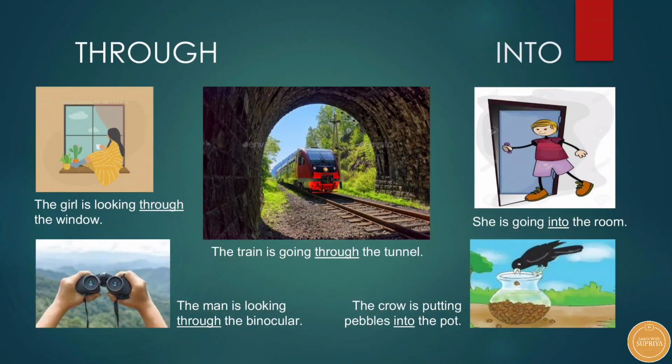Next preposition is through and into. Through and into are used when speaking of things in motion. Here are a few examples to demonstrate the usage of through and into. The girl is looking through the window. The man is looking through the binocular. The train is going through the tunnel. Now, the preposition into. She is going into the room. The crow is putting pebbles into the pot.